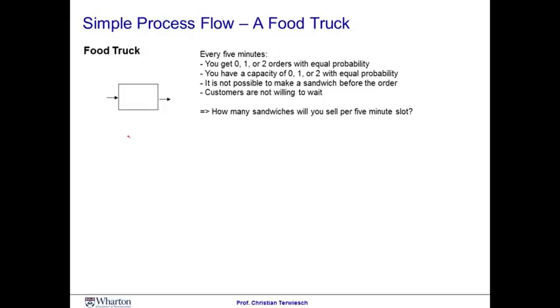Imagine you're working in a food truck. Say for sake of arguments that at any time slot of 5 minutes duration, you can get between 0, 1 or 2 orders with equal probability. You also have a capacity of 0, 1 or 2 orders. Now, it's also not possible to make a sandwich before the order is occurring, and customers are not willing to wait for the sandwich. How many sandwiches will you sell every 5 minutes?